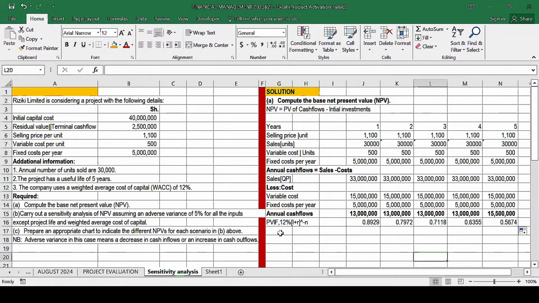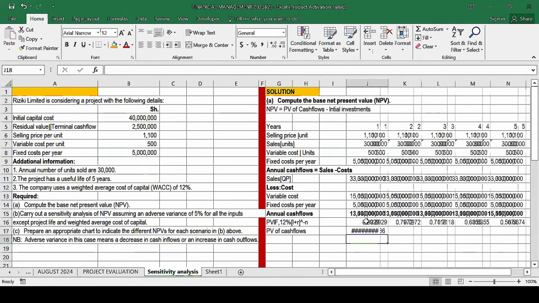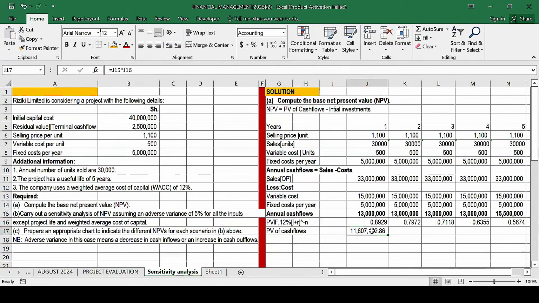Yes, that is basically very much correct. So then from there, we proceed and get the present value of cash flows. How do we get this? We multiply the annual cash flows with the present value interest factor, and then we enter. Equally, I think we can work with this to the nearest whole number. We reduce our decimals to the nearest whole number, and then we apply that formula up to year 5.